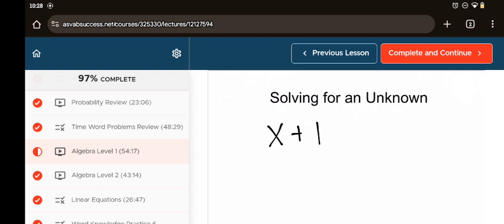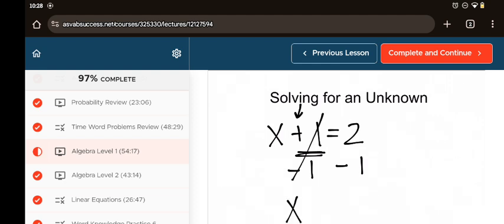So if we have x plus 1 equals 2, the x is not by itself because it has a 1 by it. So how do we get rid of the 1? We get rid of the 1 by doing the opposite operation. So here this is a plus, the opposite would be minus 1. And when I minus 1, I have to do it on both sides of the equal sign. Whatever I do on one side of the equal sign, I must do to the other. So when I do that, I cancel this out, and I'm left with x by itself on this side of the equal sign. I bring down my equal sign, and then I do 2 minus 1, which is 1.